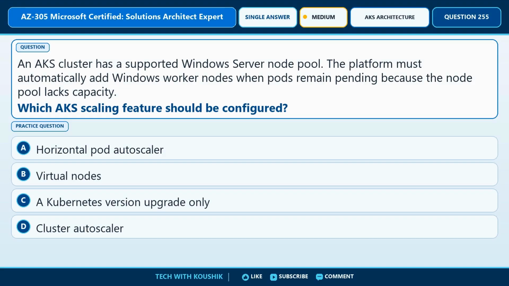Question number 255. An AKS cluster has a supported Windows Server node pool. The platform must automatically add Windows worker nodes when pods remain pending because the node pool lacks capacity. Which AKS scaling feature should be configured? Choice A, Horizontal Pod Autoscaler. Choice B, Virtual Nodes. Choice C, a Kubernetes version upgrade only. Choice D, cluster autoscaler.